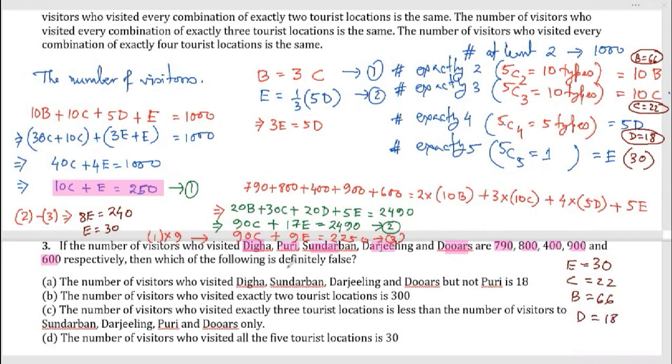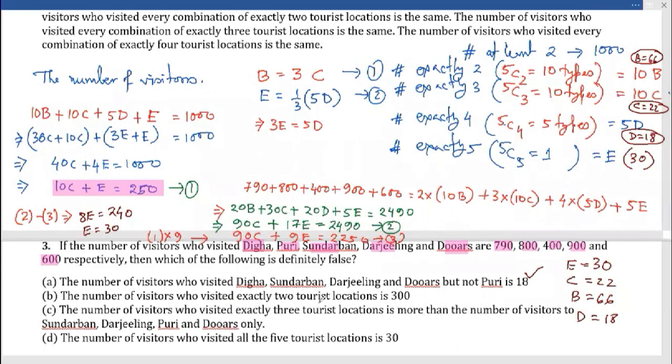Now it has been asked which of the following is definitely false. The number of visitors who visited Digha, Sundarban, Darjeeling and Duars, but not Puri, that means exactly 4 variety, which is D, that is 18. So it is a right information. The number of visitors who visited exactly 2 tourist locations is 300, but exactly 2 tourist locations will be 10B, that means 66 into 10, 660. So this is my answer. Definitely false.